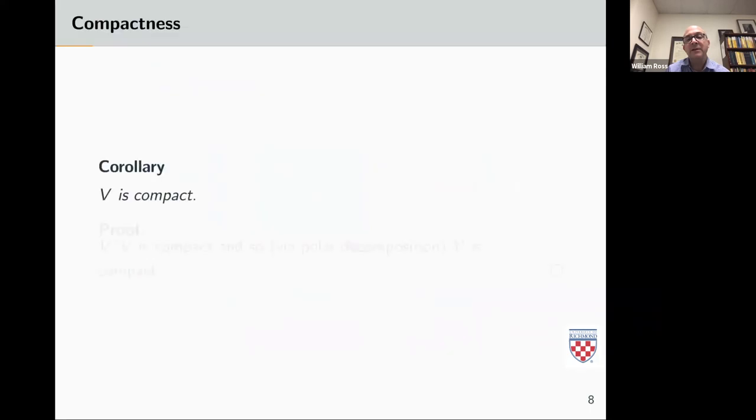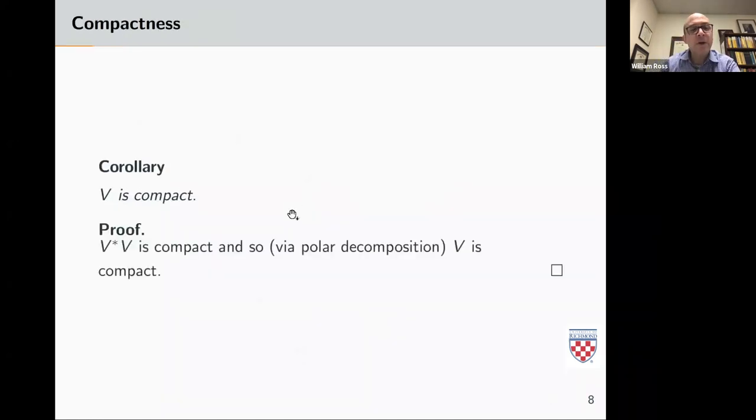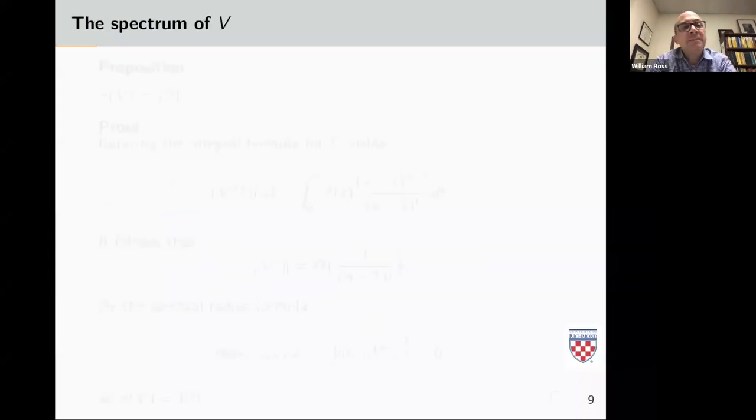As a consequence of all this, V, the Volterra operator, is a compact operator. It's kind of a general observation that integral operators, at least the classical ones, usually define compact operators. For this, we did all the work. Notice that V star V is compact, so you can use the polar decomposition to show that V is compact.